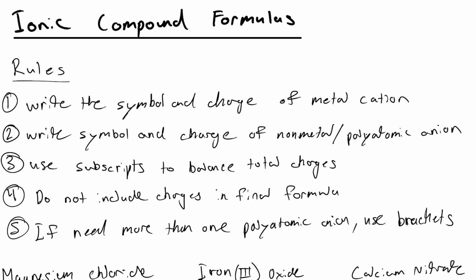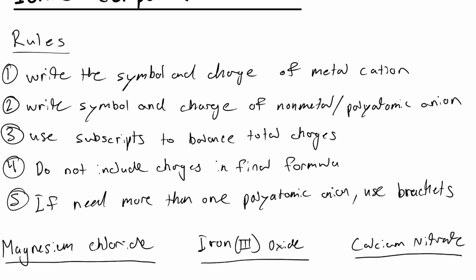And the goal when we're writing these chemical formulas for ionic compounds is to make sure that we balance the charges, so the overall charge of the compound is 0. Now, in order to do so, we have these 5 rules we need to follow, and they are as follows.